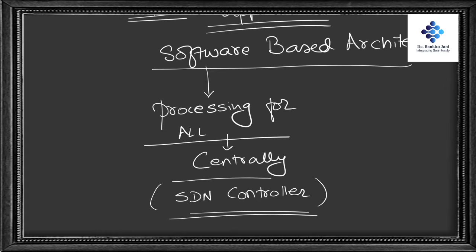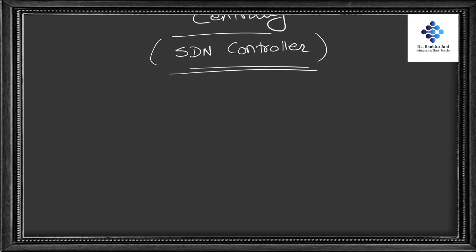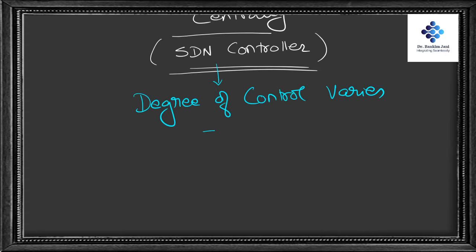Now the degree of control would vary. Means, will this controller control everything? Well, it depends, because it is in your hand. So this degree of control will vary. There would be some controllers who will be controlling everything, so they'll be controlling all functions. And there would be a few controllers who will be controlling a few functions. This would vary, but yes, they are capable of handling so many things.